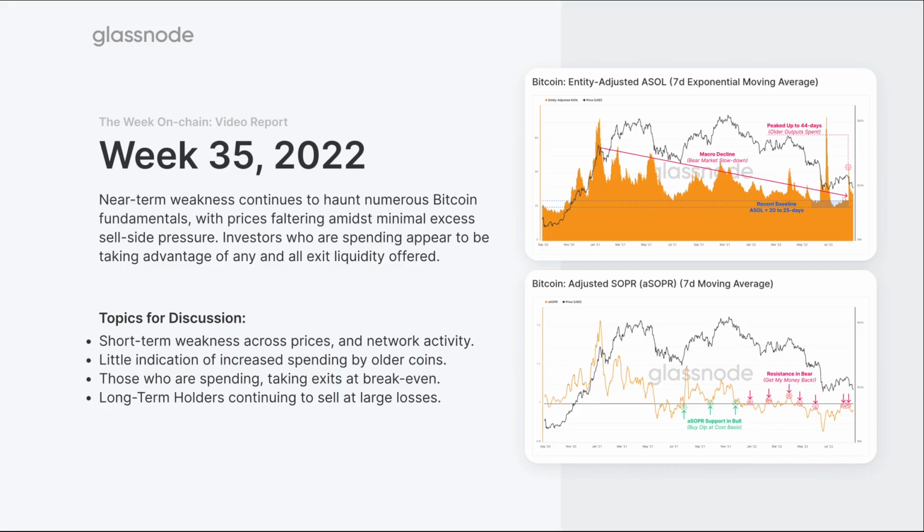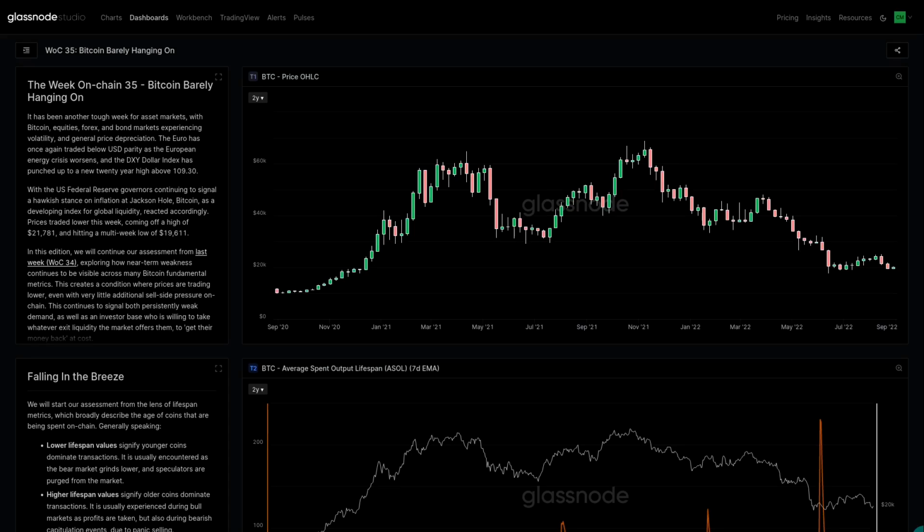So let's get started. Starting with our price chart here in our week 35 dashboard, we can see that we have broken down yet again. We're essentially hovering around the bottom end of the range. And as I mentioned at the start of this session, we did break below 20,000. We got down to about 19,600. So we did in fact get back down below the 2017 all-time high and are currently in the process of attempting to hold that level.